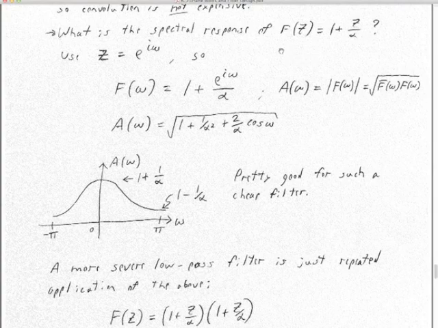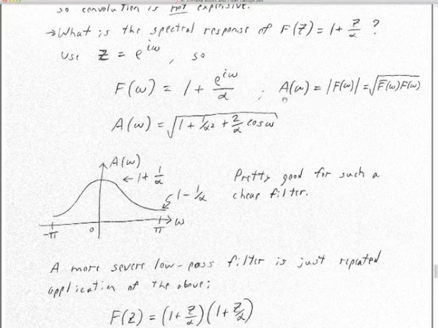Well, first we got to take it from the z domain to the Fourier domain, right? So all we have to do is put in the Fourier definition of z, which is z is equal to e to the I omega delta t. But remember, I'm assuming delta t is equal to 1 here. So it's just e to the I omega for simplicity. And so the Fourier transform is 1 plus e to the I omega over alpha, right? That's all we're doing. We're just making the Fourier substitution for z, okay?